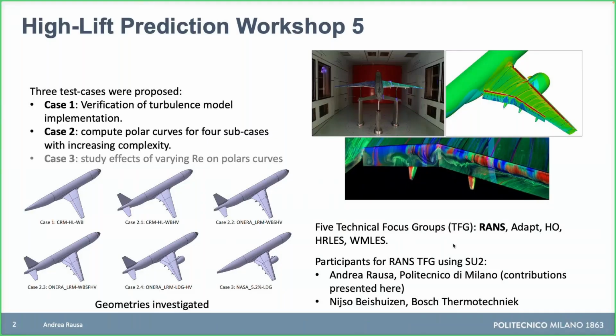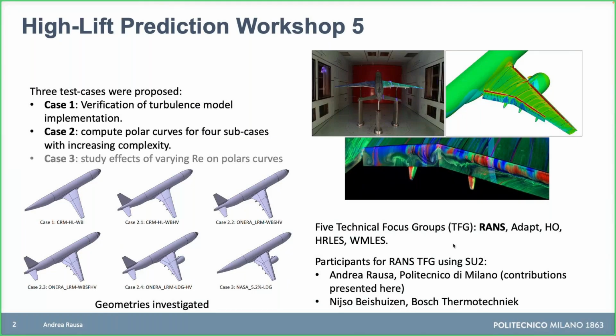So what's the Elliptic Prediction Workshop 5? The Elliptic Prediction Workshop 5 is a recurrence of the Elliptic Prediction Workshops. It's the fifth iteration, and each iteration happens between 2 to 3 years apart from the other ones.